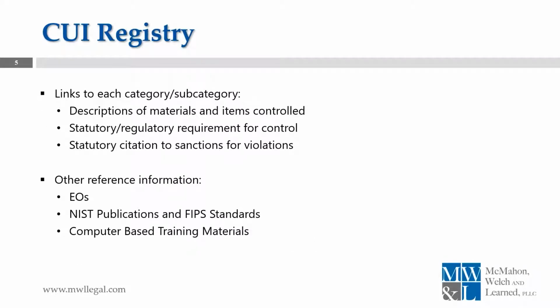In the registry, you have links to each category and subcategory, and these links include the description of the materials, the item controlled, what's the requirement for the control, and what's the citation. And it's a very, very user-friendly registry. You can go into a particular area and click down through, and it provides all of that information. There's other reference information provided also that are executive orders, the NIST publications and FIPS standards, as well as any computer-based training materials that are applicable.